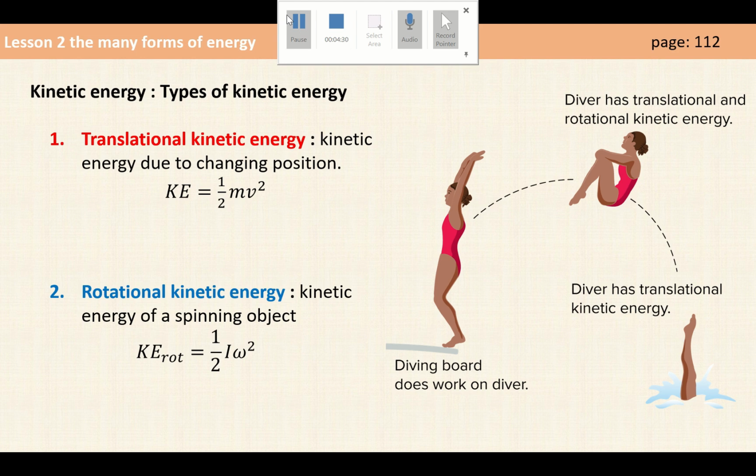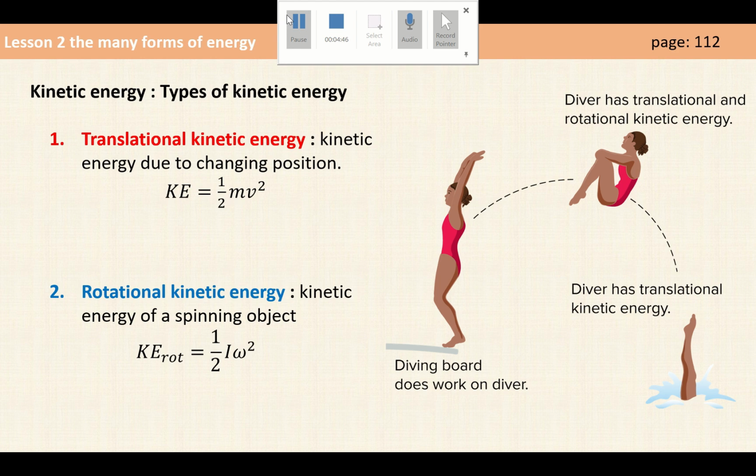We talked about kinetic energy in the first lesson, and we learned how to calculate the kinetic energy using its equation, KE equals half mass velocity squared. In this lesson, we'll talk about the types of the kinetic energy.